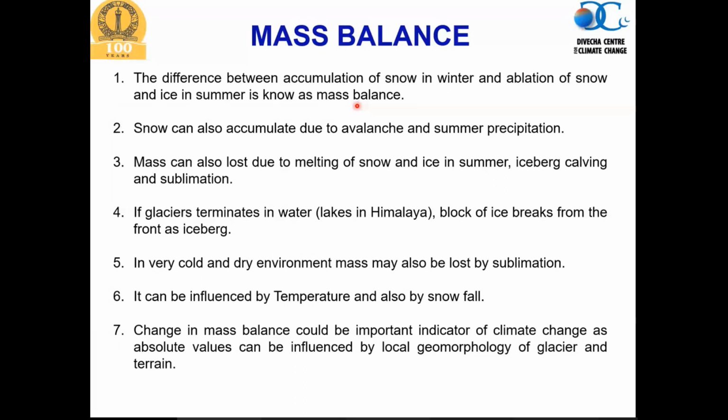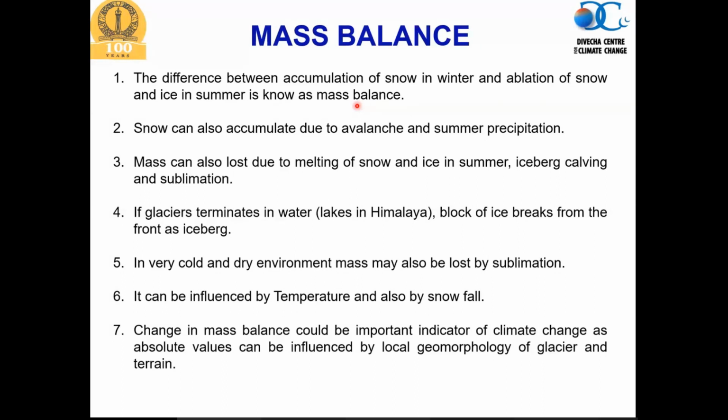And what is the mass balance all about? It is about the difference between the accumulation of snow in winter and ablation of snow and ice in summer. So you take the difference because generally there is a snowfall onto the glacier, predominantly in winter and sometimes in summer also in the eastern part of Himalayas. So it is an accumulation of snow, and then there is ablation. That means the melting of snow and ice also takes place in summer. So the difference between these two is known as the mass balance.